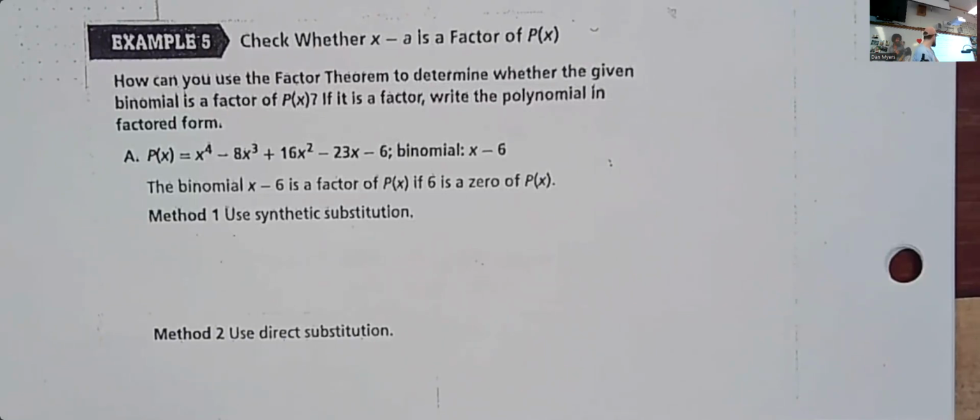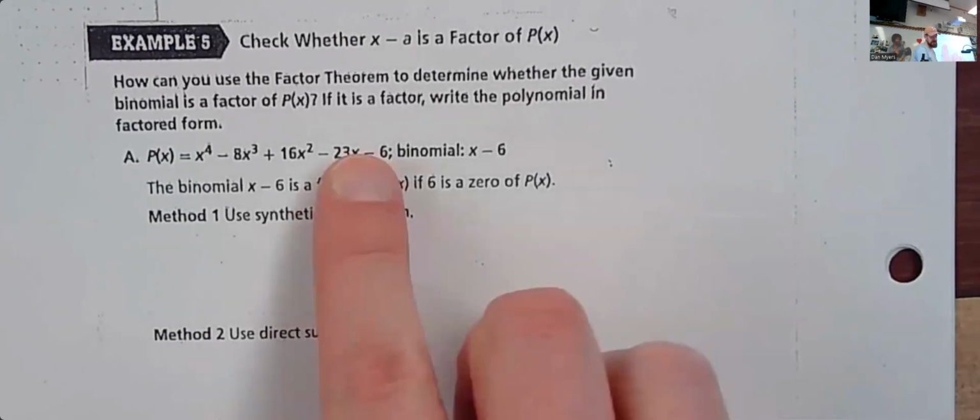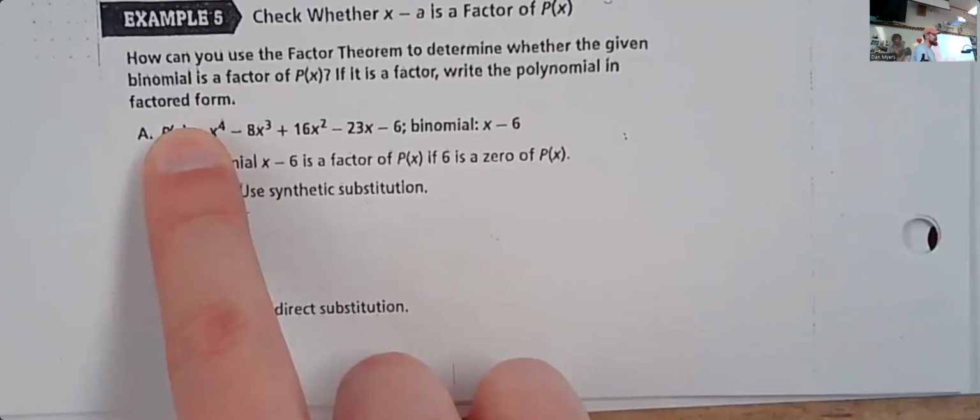So we're basically just doing the same thing again. We're looking at the remainder. If the remainder is a number other than 0, it's not a factor. If the remainder is 0, it is a factor. And if it's a factor, we're going to write the polynomial in factored form.